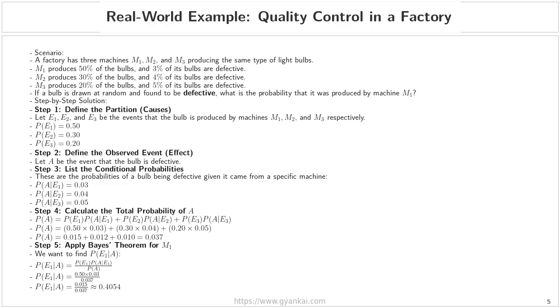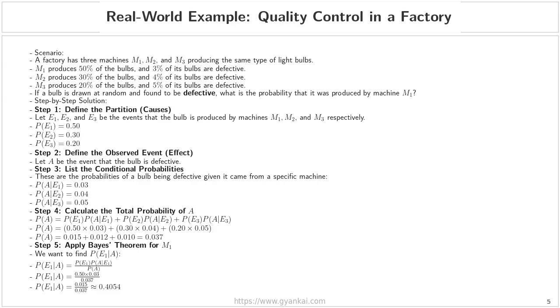Step 5. Finally, we apply Bayes' theorem to find the probability of our specific hypothesis. We want to find the probability of E1, given that event A has occurred. To do this, we take the probability of the specific path for Machine 1, which is the probability of E1 times the probability of A given E1, and divide it by the total probability we just calculated. So, we take 0.015 and divide it by 0.037.